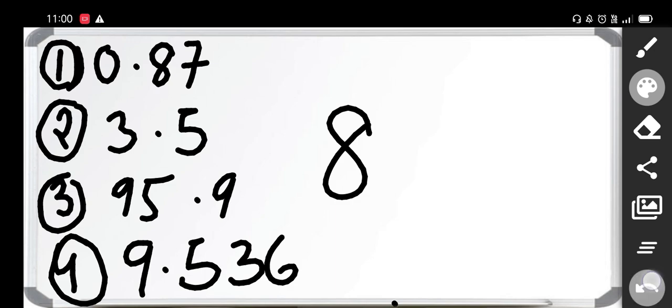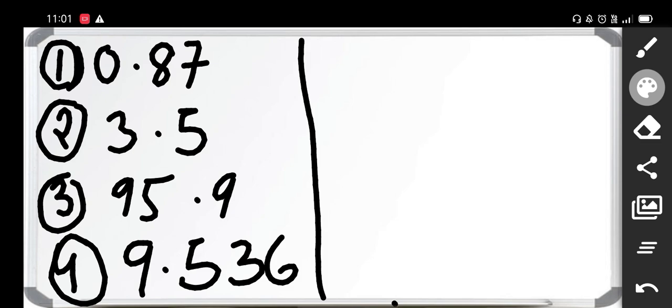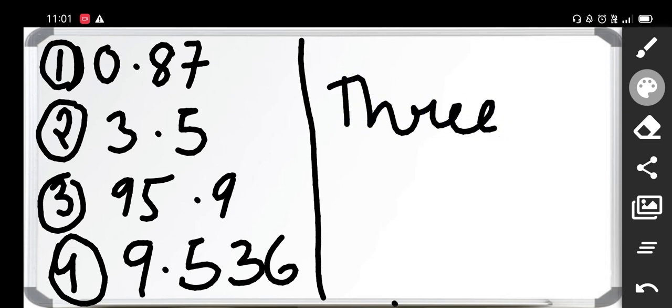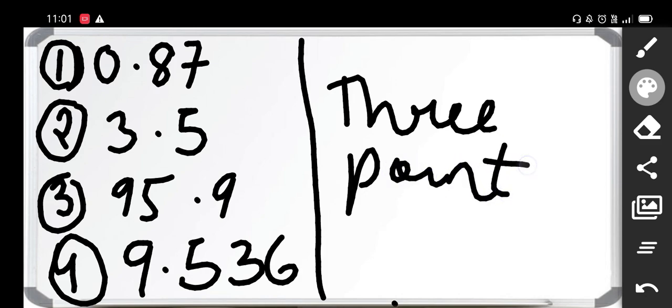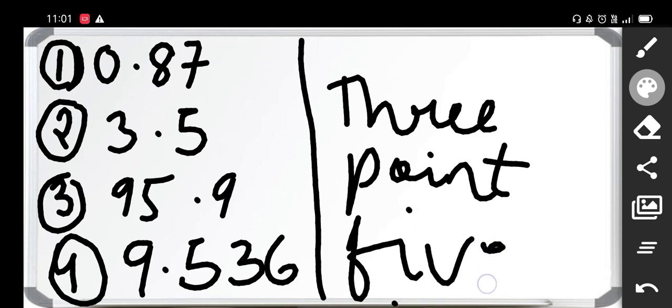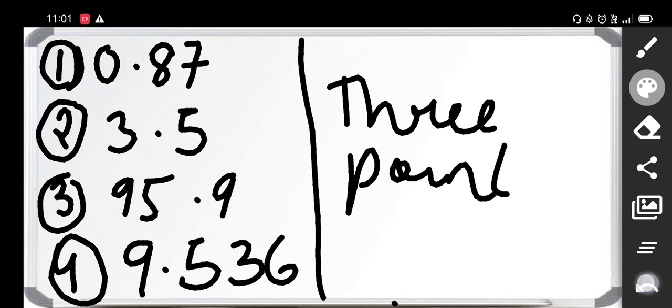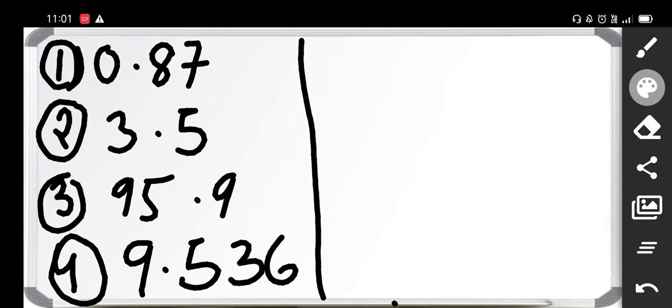Now our next answer, 3.5. This is very easy, because everything is spelled singly. So we write three point five in words. Now our next answer, 95.9. As I told you, ninety-five, because it was in the whole part, and nine, because it is a single digit after the decimal point. So ninety-five point nine.